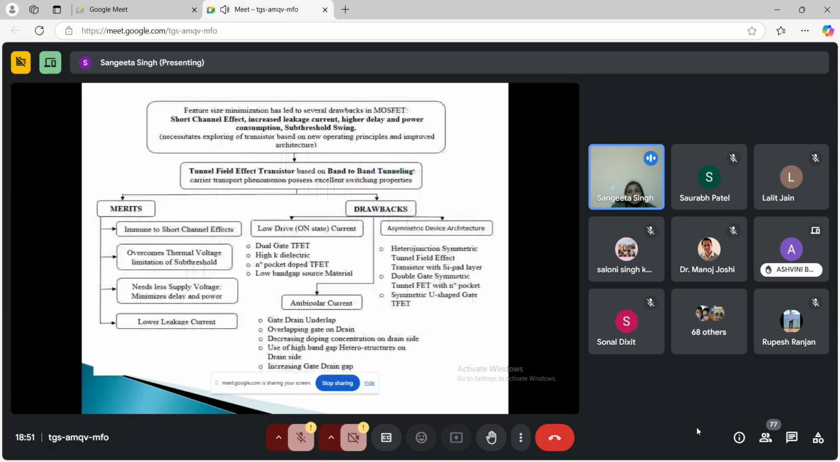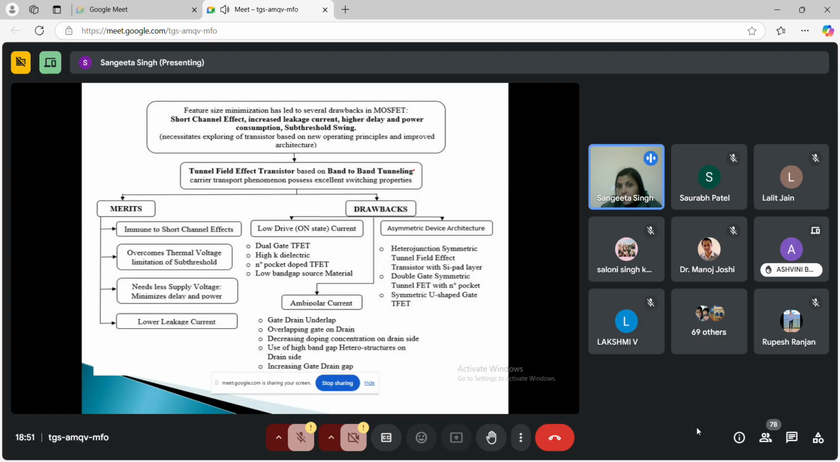So this is the chart prepared by one of my PhD scholars during her PhD thesis. This one slide gives you the entire state of the art of tunnel field effect transistors. What is the merit of tunnel field effect transistors? It is immune to short channel effects, it gives you a lower subthreshold slope SS, it needs a lower supply voltage, and the leakage current is lower.